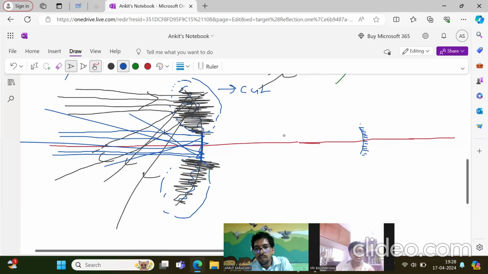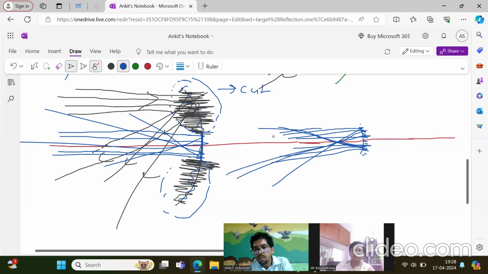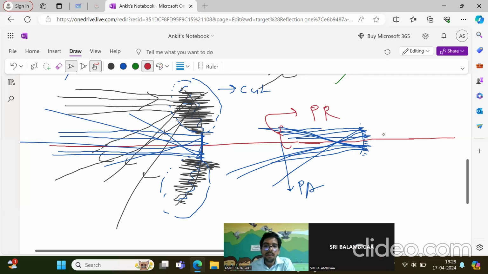If I draw parallel rays, they will go like this. It will meet always at a common point. Clear? So these rays, this is the principal axis. All of these rays are known as paraxial rays. These rays are very, very close to the principal axis. Clear? Any doubt? Yes, sir.